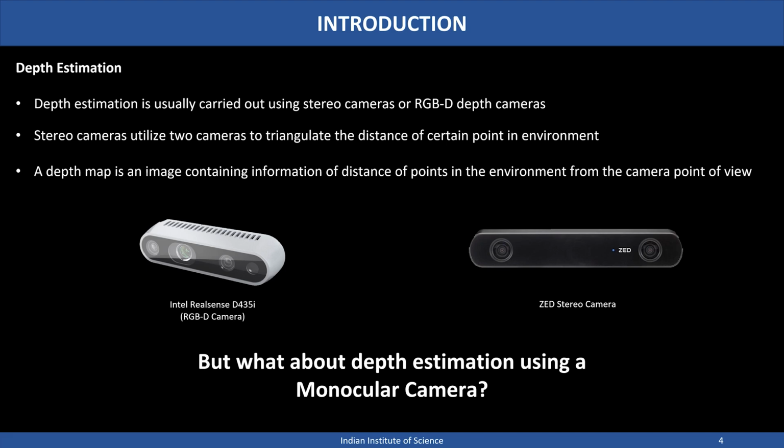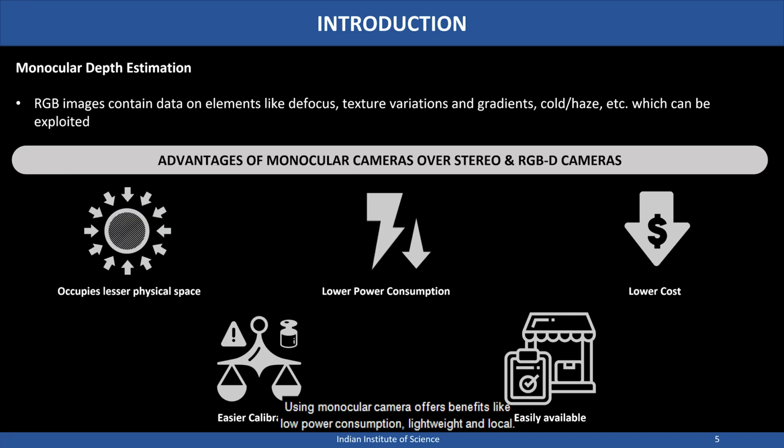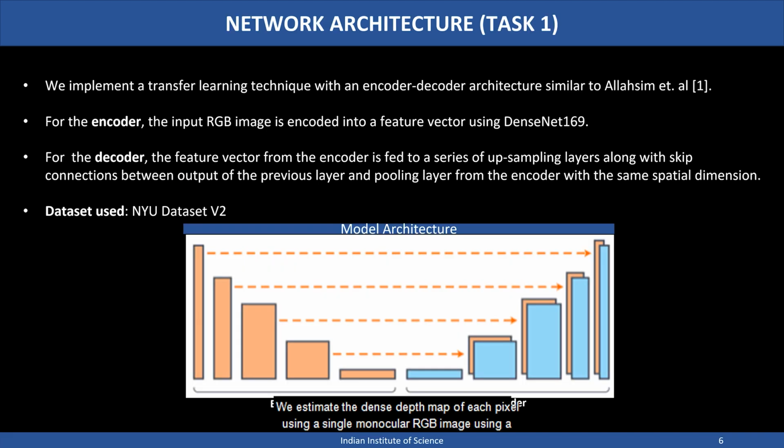Using a monocular camera offers benefits like low power consumption, light weight and low cost. Moreover, monocular cameras can also be used for estimating depth using various monocular cues like defocus, texture variations and gradients, cold/haze, etc. We estimate the dense depth map of each pixel using a single monocular RGB image using a deep learning-based transfer learning approach. Additionally, we implement a transfer learning-based method and an encoder-decoder structure to solve the monocular depth estimation task. The NYU dataset V2 is used for training the depth estimation models.